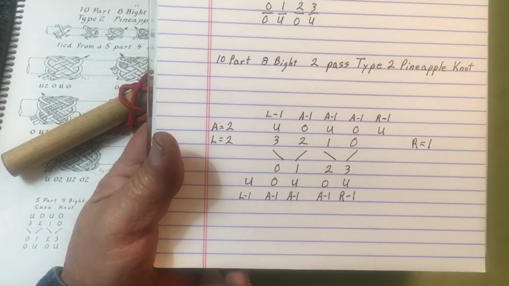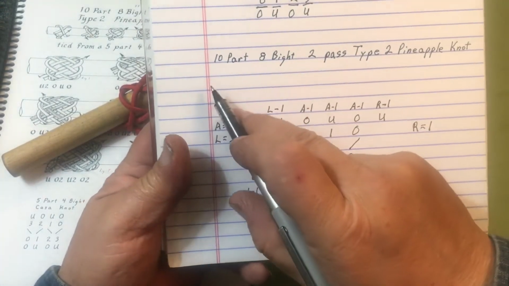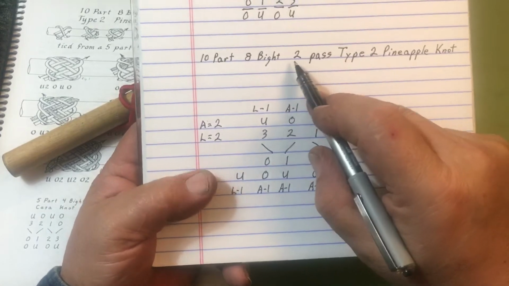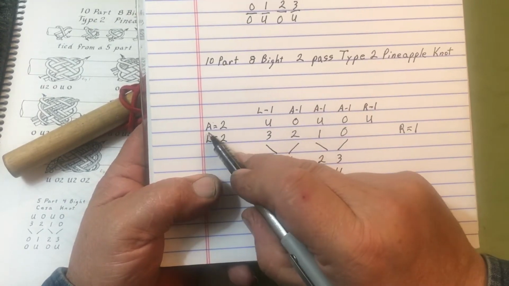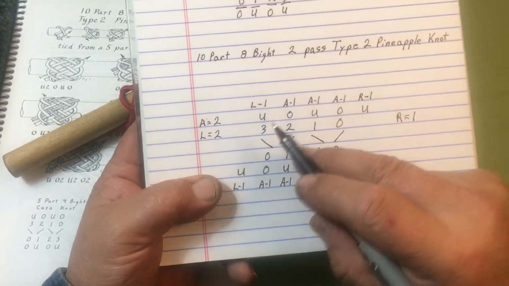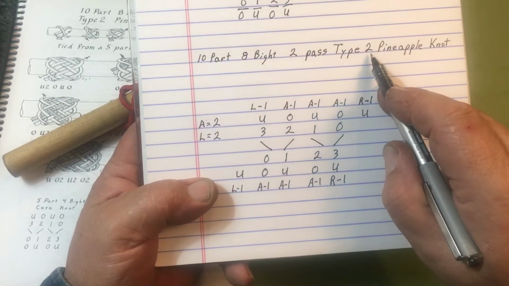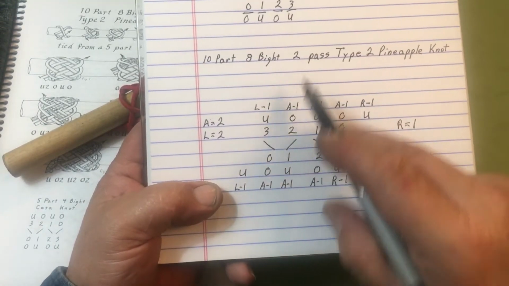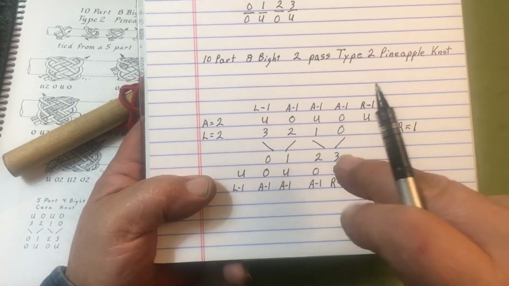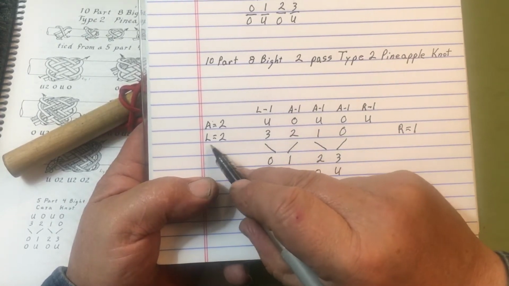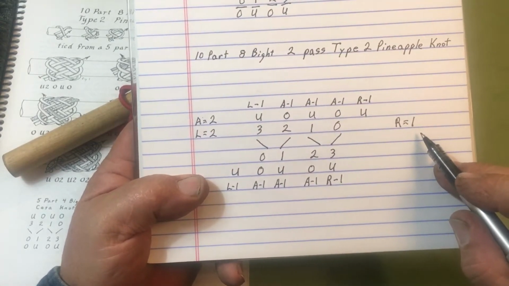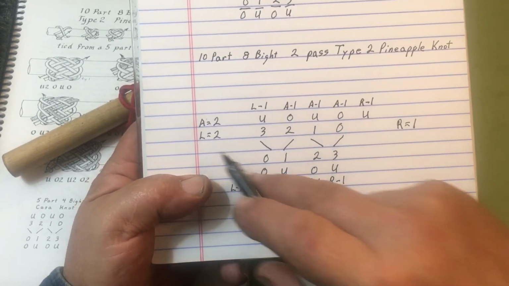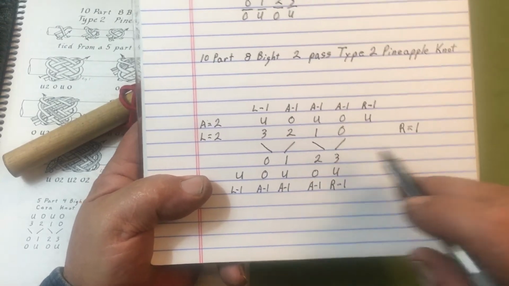diagram for doing a pineapple knot. First thing you need to know is the number of passes. A equals 2. A is the number of passes. And then it's a type 2 pineapple knot with 2 passes. So this interweave is on left bight boundary 2 and right bight boundary 1. So L equals 2, R equals 1.